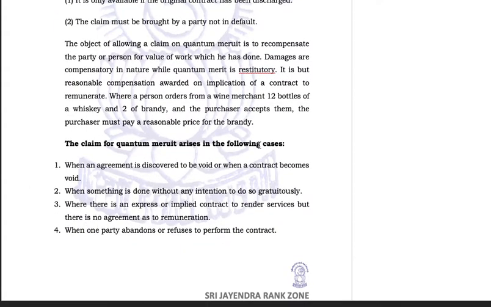The claim for quantum meruit arises in the following cases: when an agreement is discovered to be void or when a contract becomes void. Okay, now I enter into a contract with you for export of onions. I have exported some onions, but later during half of the contract, the government brings a law that there is no export of onion allowed in India now. So though it has now become void due to impossibility of performance or illegality, I shall be compensated for whatever onion I have supplied till date. You cannot refuse payment for that onion now by claiming it to be void.